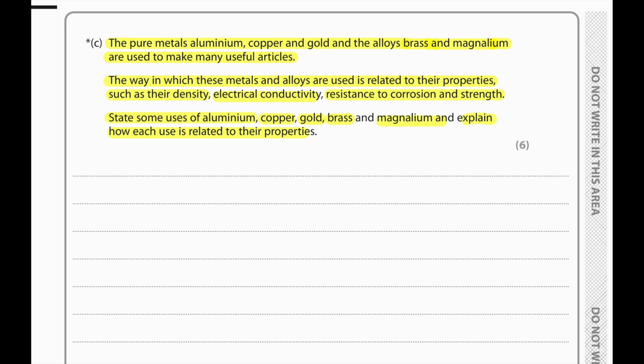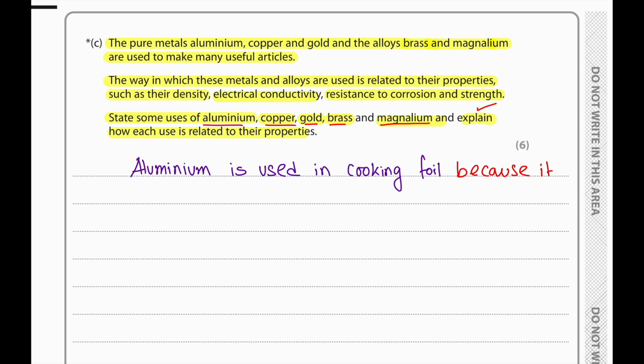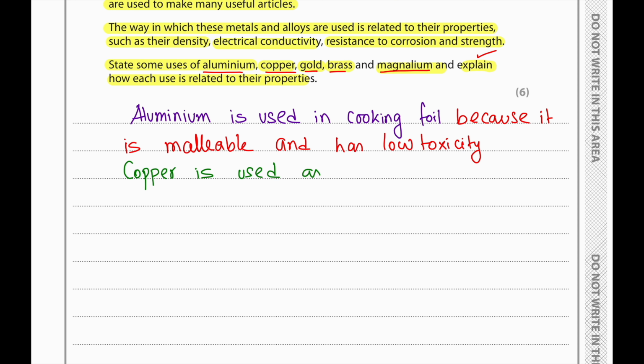So we are asked to write for aluminium, copper, gold, brass and magnesium. Also, along with it, we have to explain why each of them are used in relation to their properties. Aluminium is used in cooking foil because it is malleable and has a low toxicity and low reactivity, whereas copper is used as water pipes because of its low reactivity, so it does not corrode.